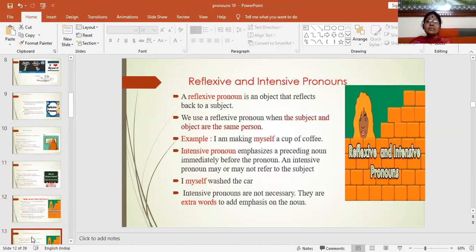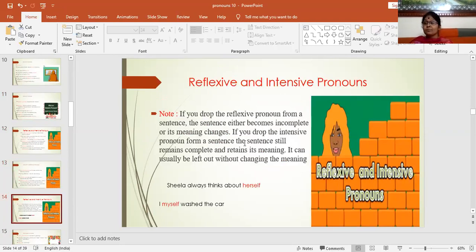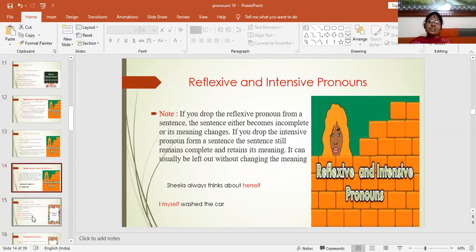Now, what is the difference between an intensive pronoun and a reflexive pronoun? In a reflexive pronoun, the subject and the object are the same. In an intensive pronoun, it need not be the same. And if you remove the reflexive pronoun, the meaning changes. But an intensive pronoun is only additional information. So if you remove the intensive pronoun, the meaning doesn't change.